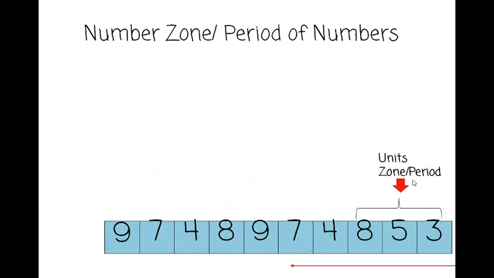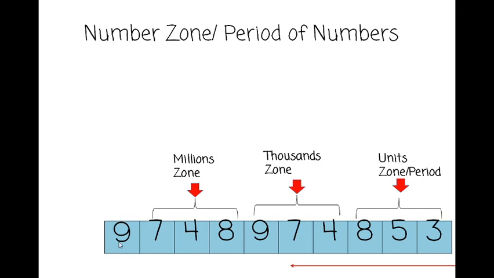If we start from the rightmost 3 digits, these 3 digits are in the unit zone or unit period. So we identify the last 3 digits of a number as the unit zone or the units period. And the next 3 numbers from the unit zone are called the thousand zone. And the next 3 numbers are in the million zone. And the next 3 numbers are in the billions zone.